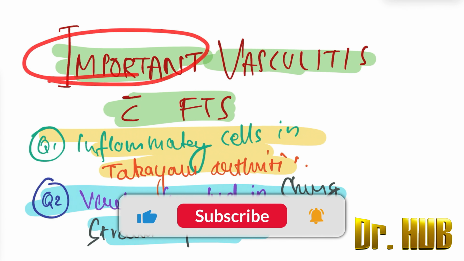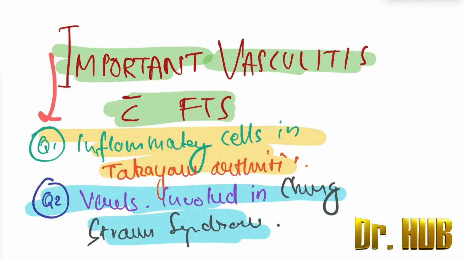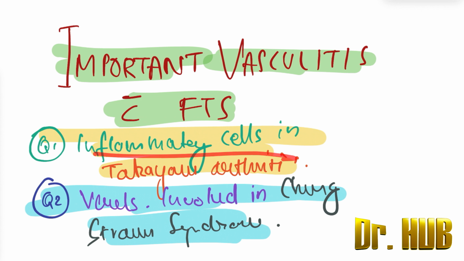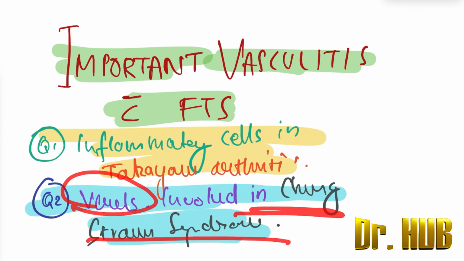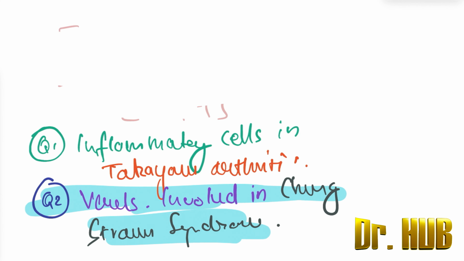We are going to see the important vasculitis along with some features. So before we start, some questions. The first question is, in case the inflammatory cells are involved in the Takayasu arthritis, so what are the inflammatory cells? The second one is the vessels which are involved in the Churg-Strauss syndrome. Name them. So we'll find out these answers and learn in detail in this topic.